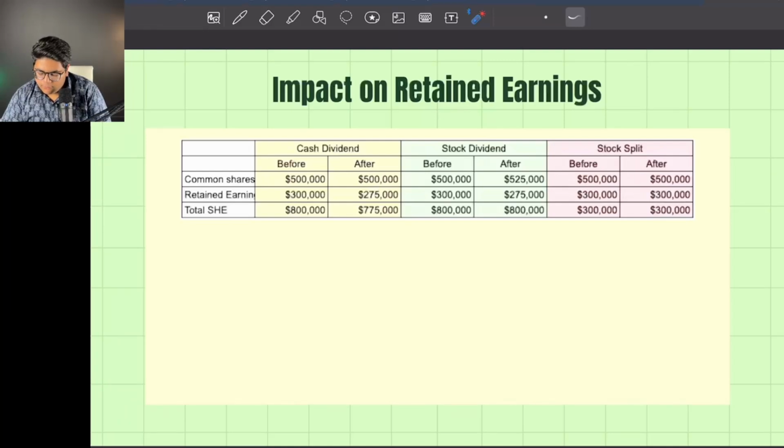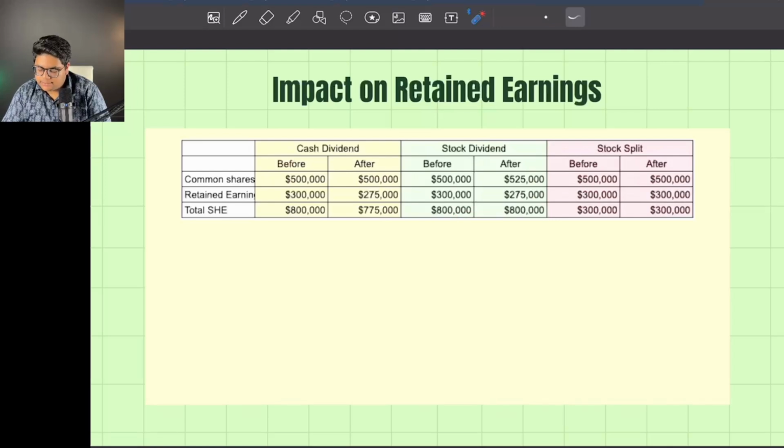Next up, we look at our stock dividend. Before you had $500,000 in common shares, now you have $525K in common shares. This is because you issued more stock as a dividend. This increases the amount of common shares, and thus the dollars in common shares. And in order to get this $25K, you have to decrease it from somewhere, so you decrease it from your retained earnings. This makes your retained earnings less by $25,000. However, in this case, you're just moving money from here to here, so at the end of the day, the total shareholders' equity remains the same.